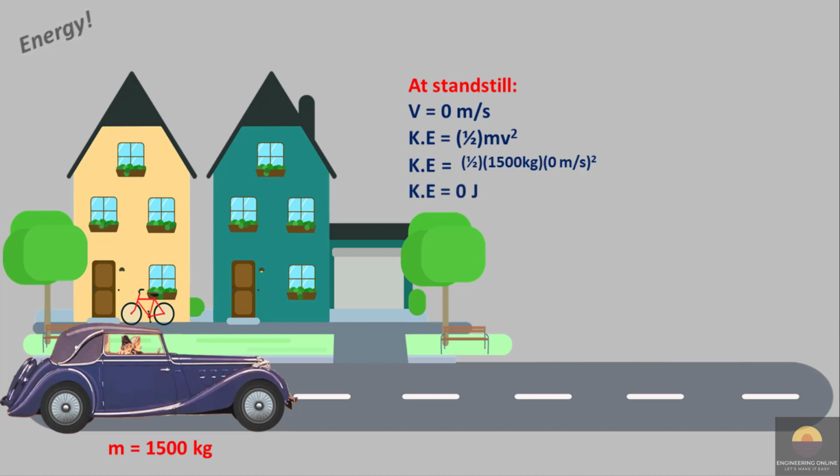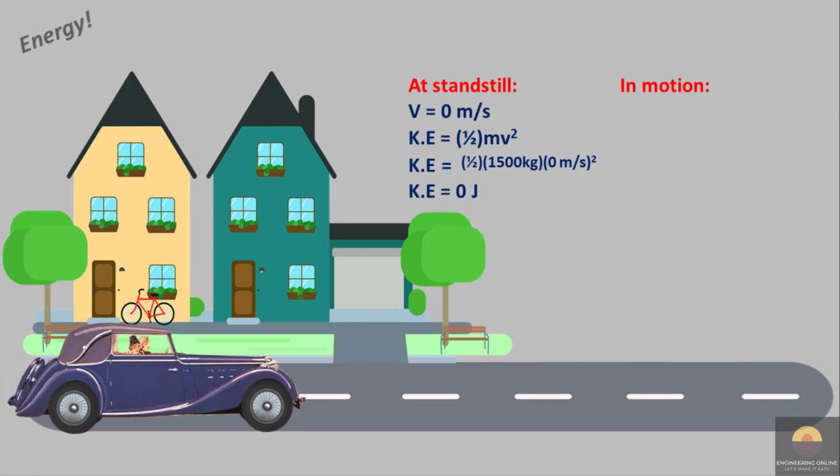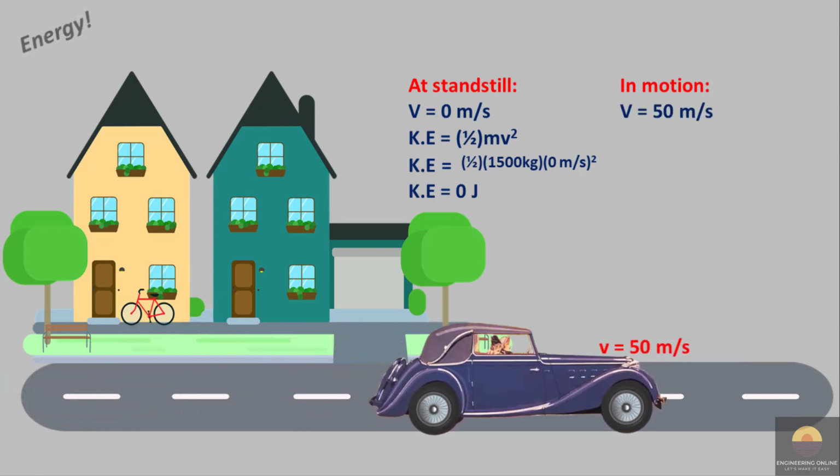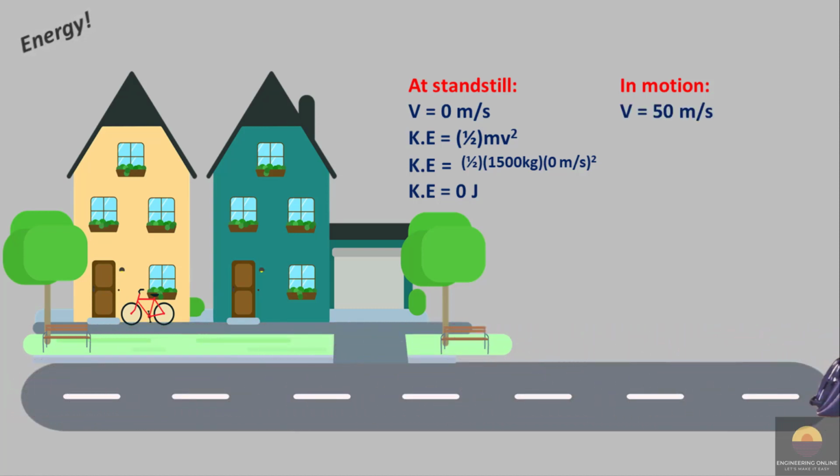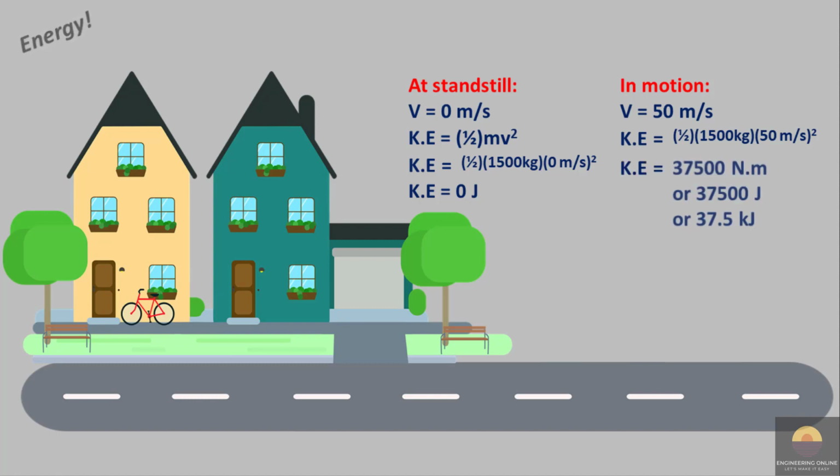If this car starts running, and let us say it has now a velocity of 50 meters per second, it would now gain a kinetic energy. Using the formula, kinetic energy is equal to 1/2 times 1,500 kilograms times 50 meters per second squared, and is equal to 37.5 kilojoules.